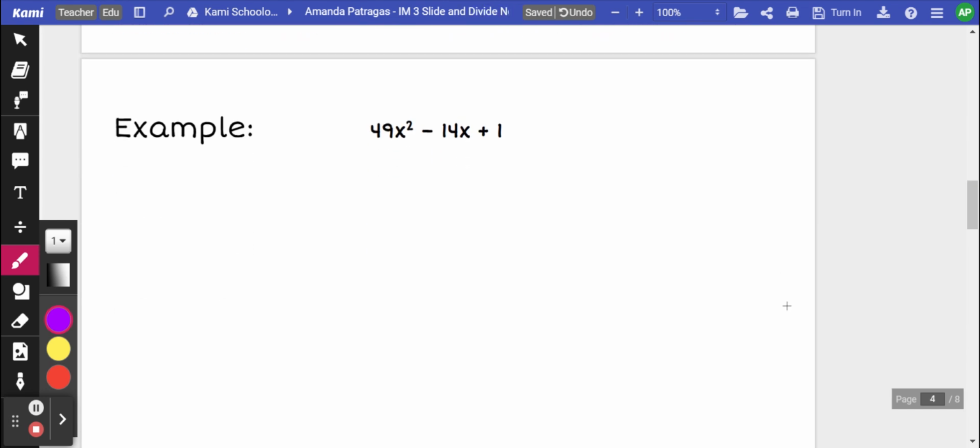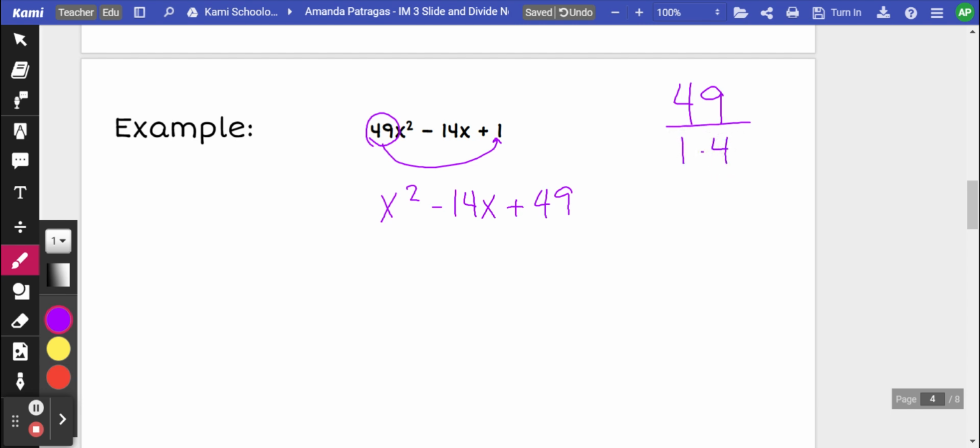All right, so let's do one more. So step 1, I'm going to slide A to C. So I get x squared minus 14x plus 49. So, okay, what multiplies to C? So what multiplies to 49? Now, this one is a little bit obvious, but I'm going to go through just in case you forget how to figure these out. Start with 1. We'd say 1 and 49.